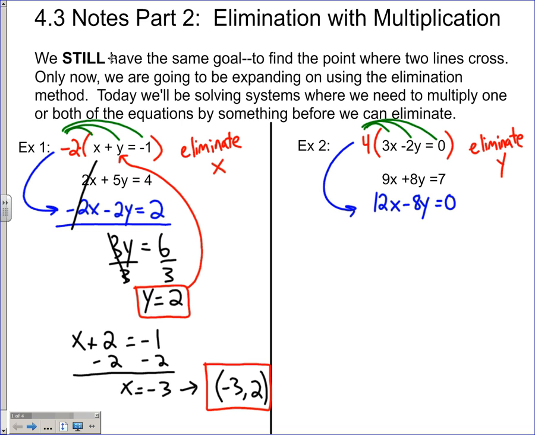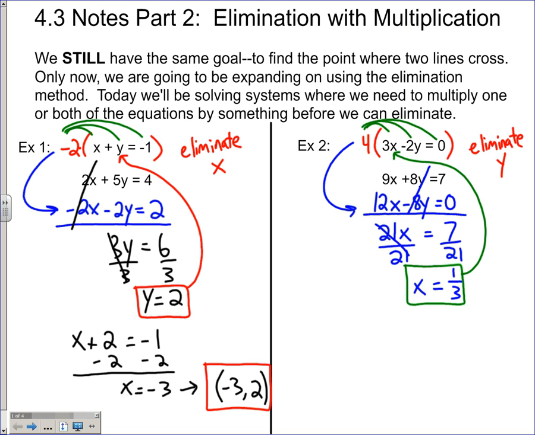Okay, let's go ahead and add those up. 9x plus 12x is 21x. My y terms cancel out, and 7 plus 0 is 7. So if I divide everything by 7, I'm going to get x equals 1/3 when I reduce that fraction. So same process, take that x value and plug it into our original equation. Now you can plug it into either one of the original equations, but I would always choose the one with smaller numbers to work with. That's going to make your life a little bit easier.